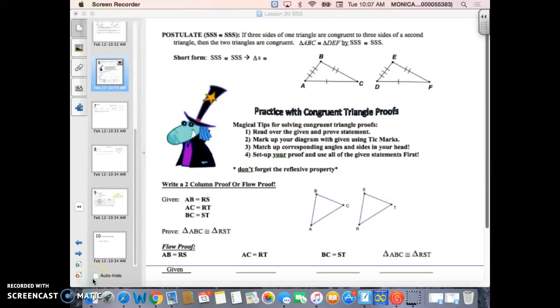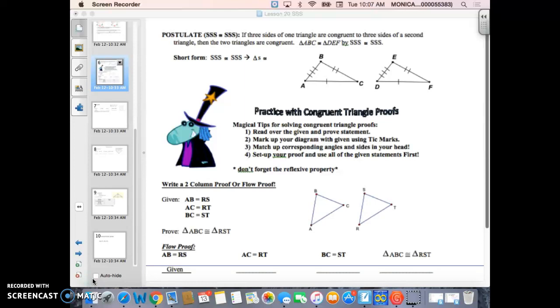All right, so basically we just proved that postulate SSS works. So if you know that three sides in two triangles are congruent, then you know for certain that the two triangles are also congruent. All right, so what we're going to do now is look at some proofs.